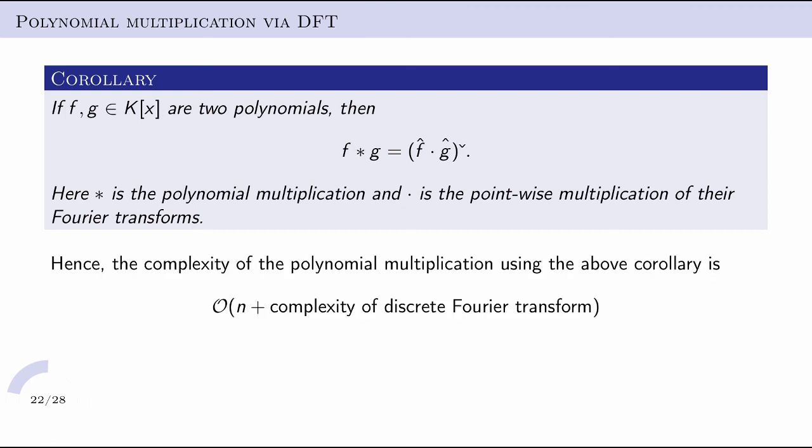Of course, the complexity of such a multiplication is linear plus the complexity of the discrete Fourier transform, because this pointwise multiplication is just the n multiplication of the coefficients. We just multiply the corresponding coefficients of the two polynomials. So everything which is important is the complexity of the discrete Fourier transform.